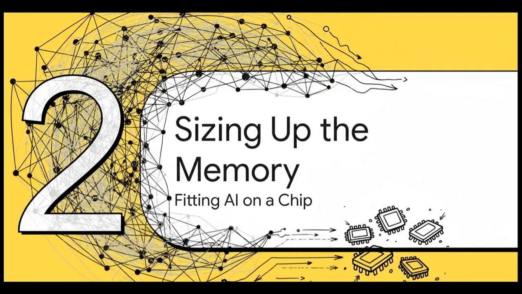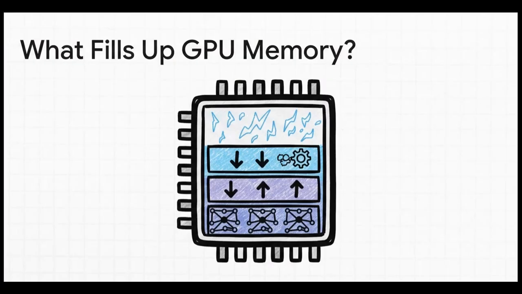We figured out the work. Now we got to figure out the space. We need to size up the memory. And this is a very physical challenge. How in the world do you fit a digital brain with billions and billions of parameters onto a tiny little silicon chip? So what's eating up all that precious real estate on the chip?